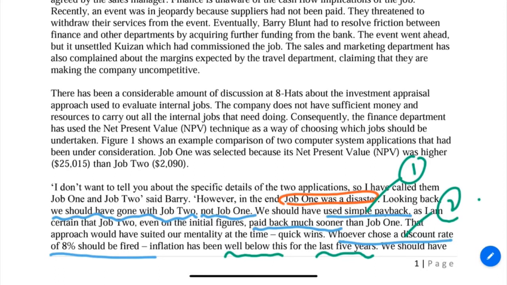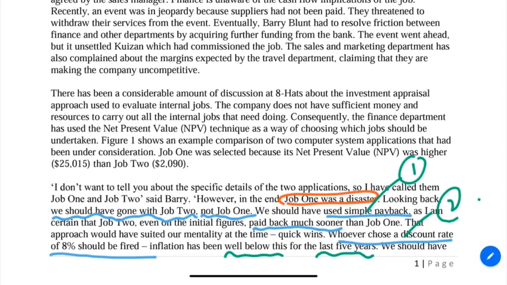So what we can see here is that job 1 is a disaster at the end of the day not because of the 3%, the 4%, or the 8%, you get what I mean? Because if just because of the 8% you chose the wrong project, you chose job 1.